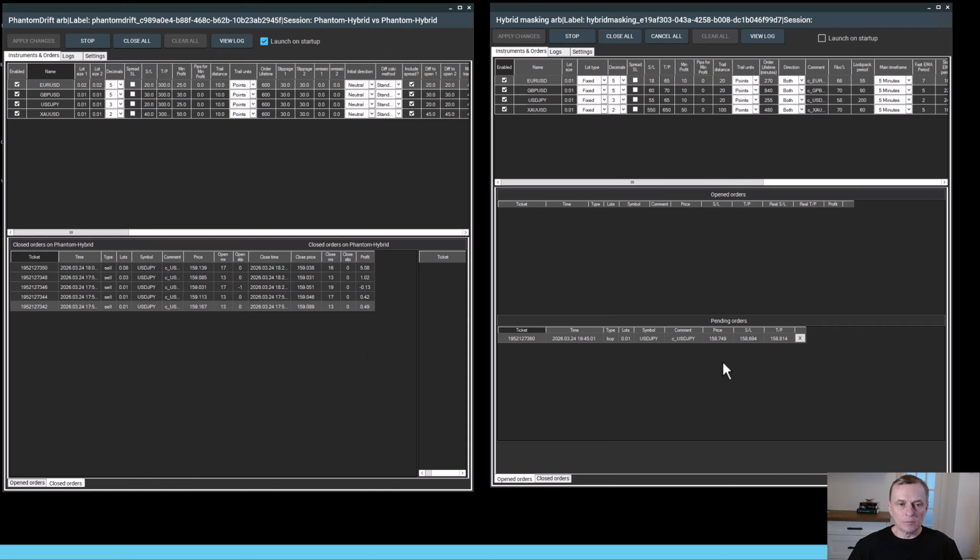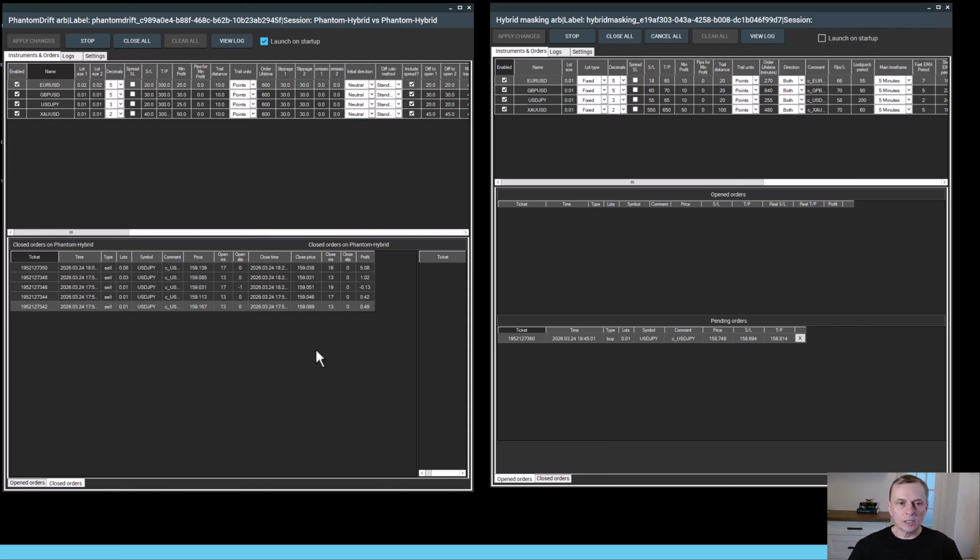On the right hand side you can see a strategy called hybrid masking. It also introduces a bit of additional noise into the overall order flow and opens orders by using a range of several different methods. We use several different filters together with the very same instruments, with practically the very same lot size. This creates an additional clearly non-arbitrage based order flow, which helps to further mask the Phantom Drift strategy even more effectively and efficiently.